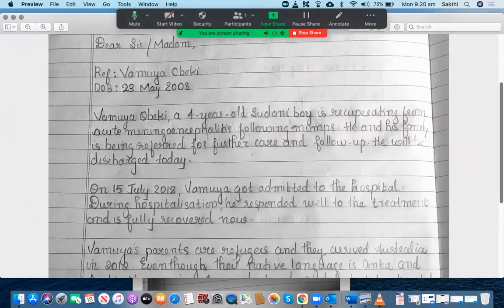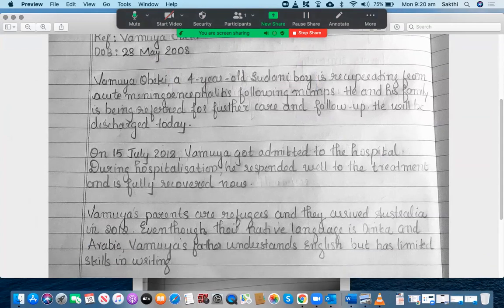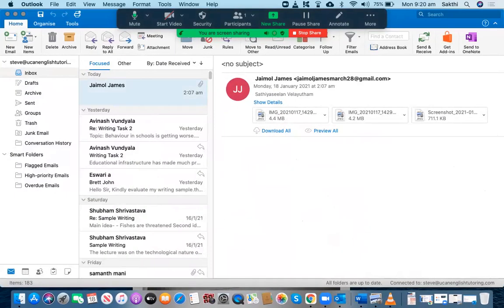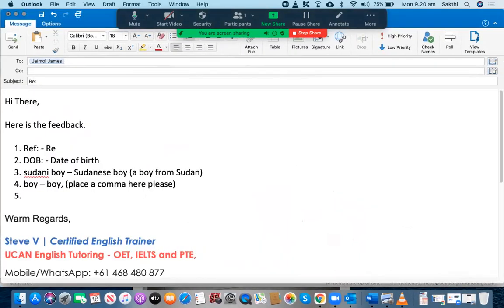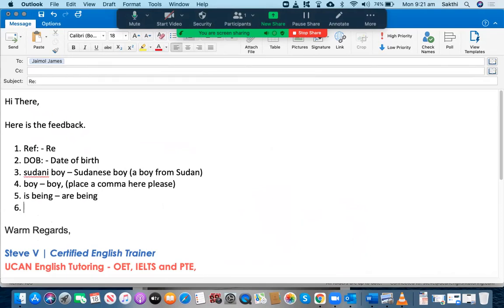He and his family is being referred. Look at this. You have written two different things. One is the singular noun he, and then another singular noun his family. So which means you have to use are being referred. It's not is being referred. So it's going to be are being referred. All right, let's go to the next one.